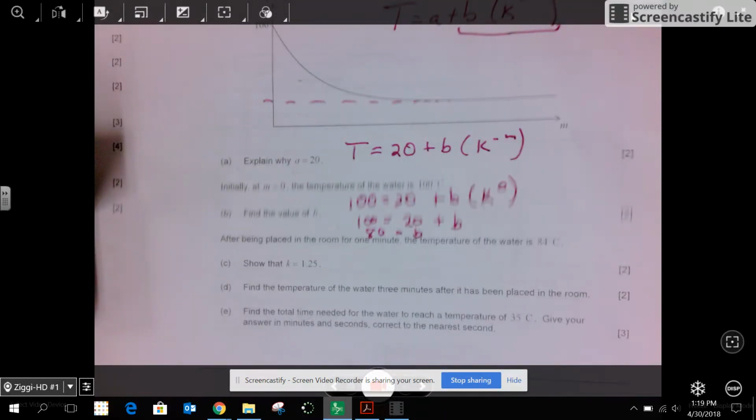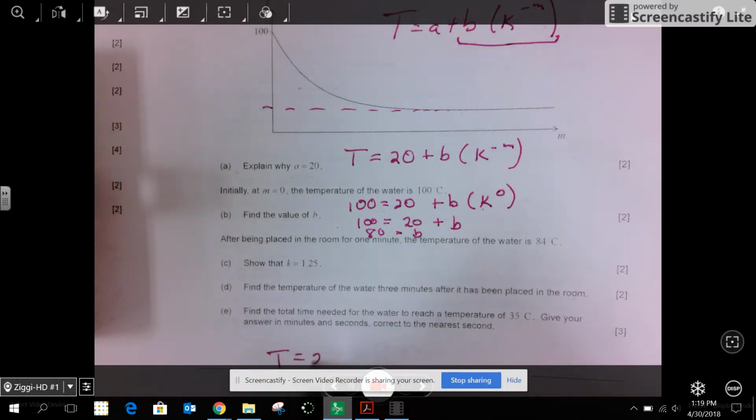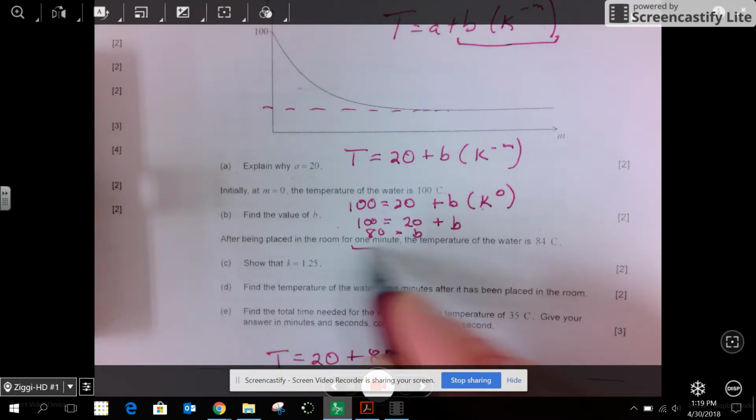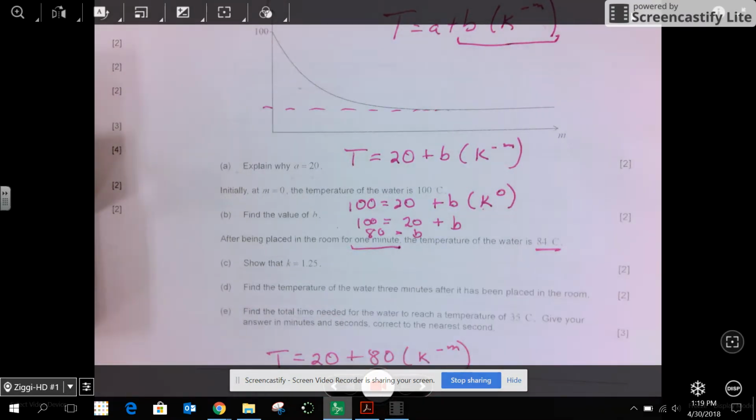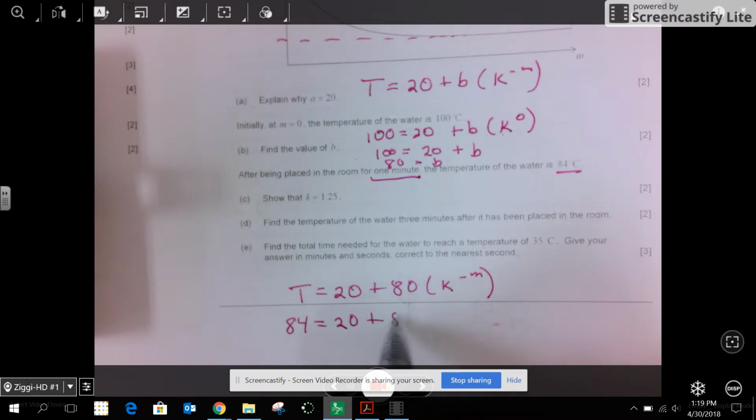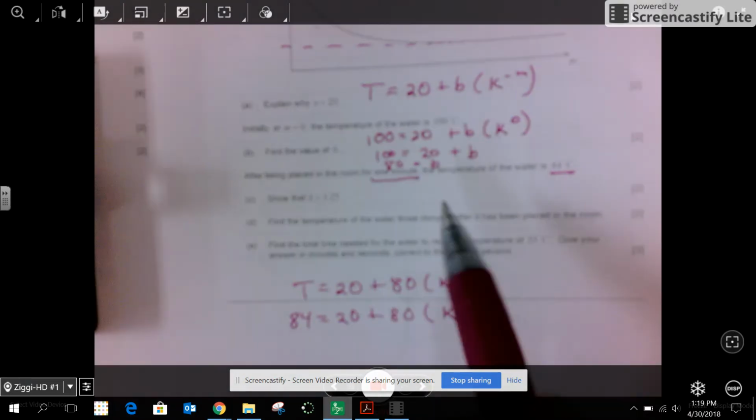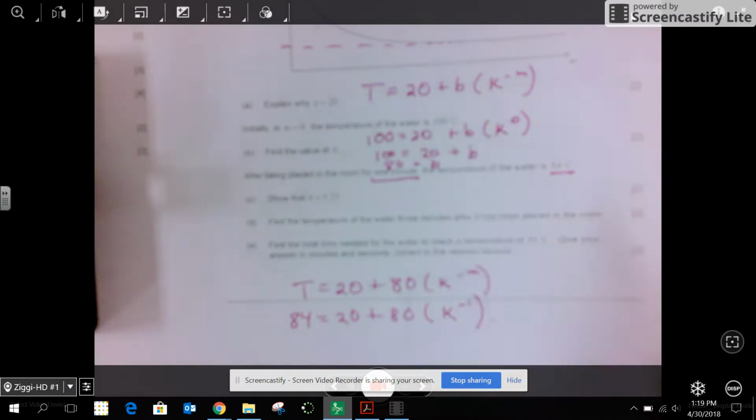On this question, if you couldn't figure out b, make up an answer for b. You can try to figure it out by taking 100 minus 20 and get 80. But if you couldn't figure it out, just make something up, keep going, get some follow-through points. So now I have a new equation, 20 plus 80 times k to the negative m. And it says that after being placed in the room for 1 minute, the temperature is 84. M is the number of minutes. Okay? So now I need to solve this equation.